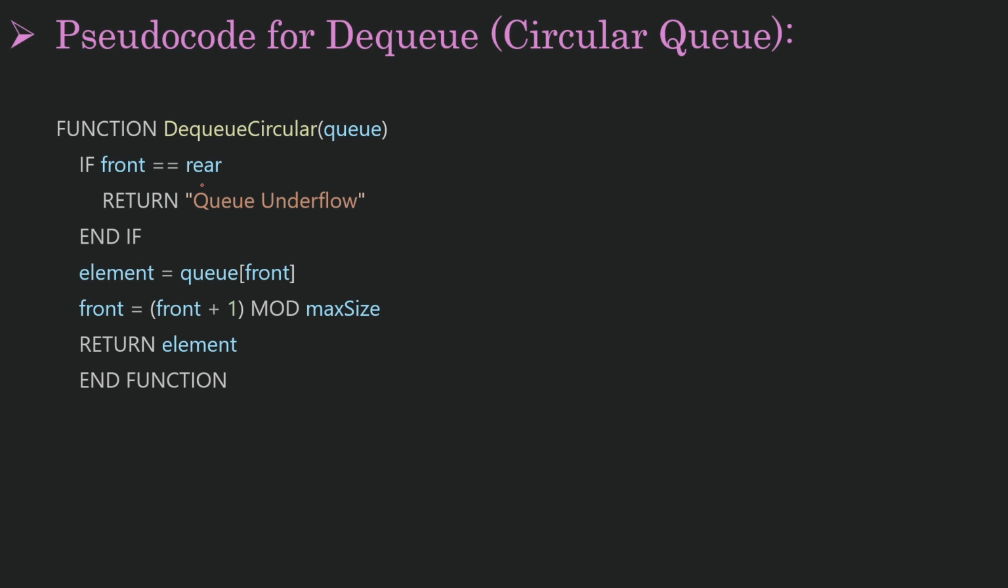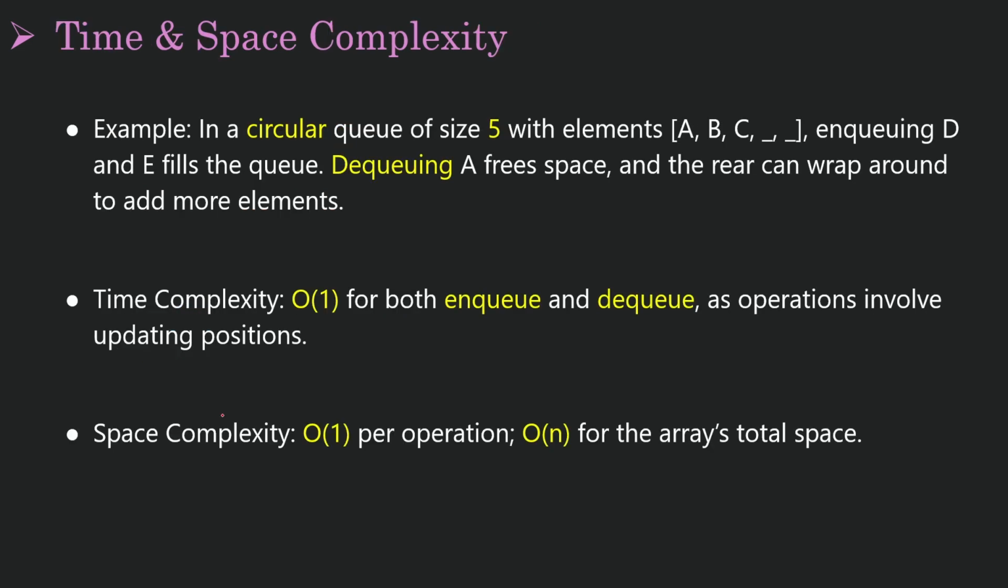Pseudocode for dequeue in a circular queue. Check if the queue is empty: front equals rear. Return error if the queue is empty. Store the front element for returning. Update front position using modulo to wrap around. Return the removed element.